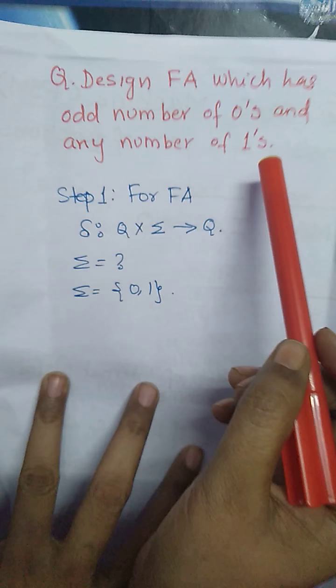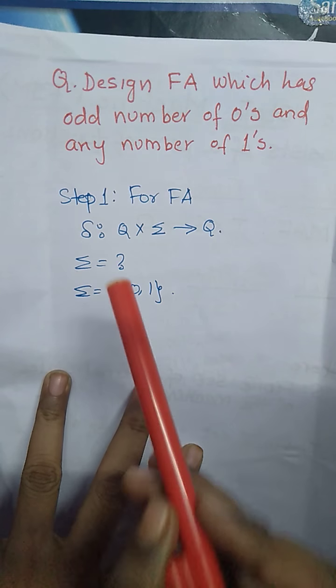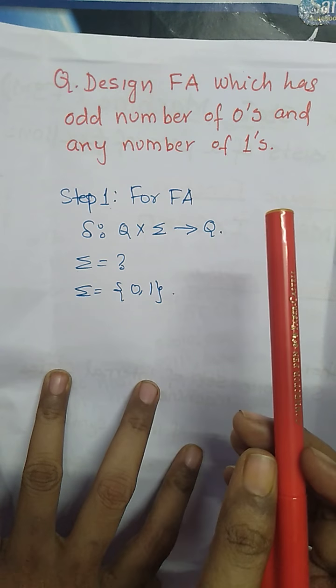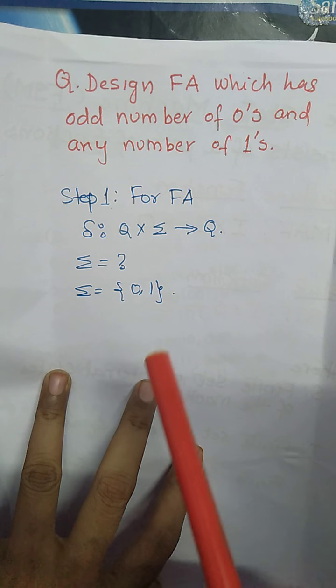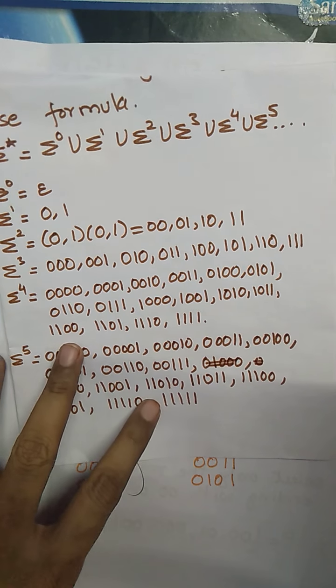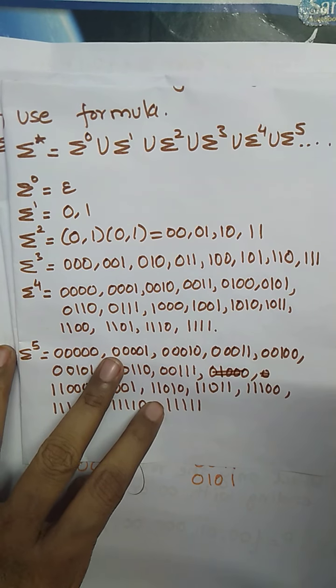Today we are going to design a finite automaton which has an odd number of zeros and any number of ones. For a finite automaton we should know Q and sigma. Sigma is mentioned in the question: it is a binary number system. That means we have to design the binary number, so we are going to generate the strings using the formula sigma closure.